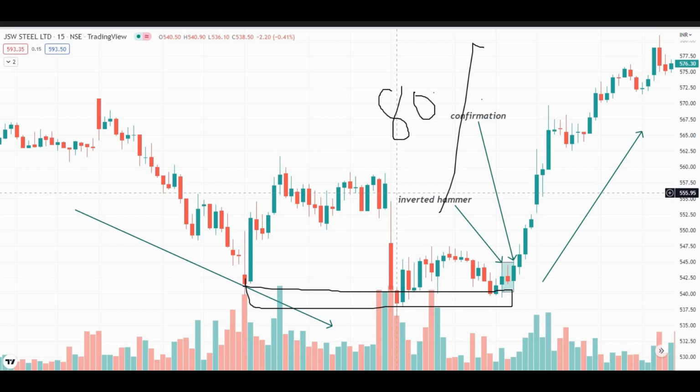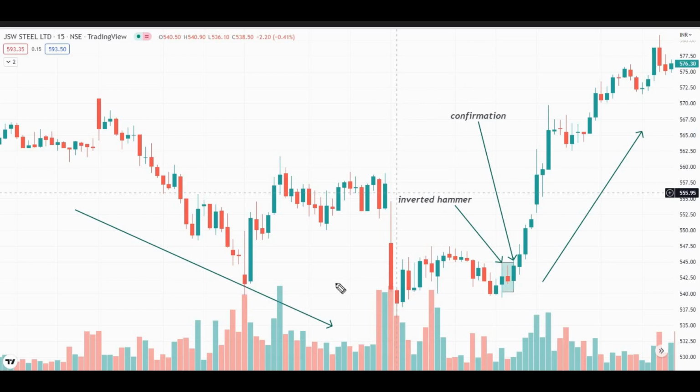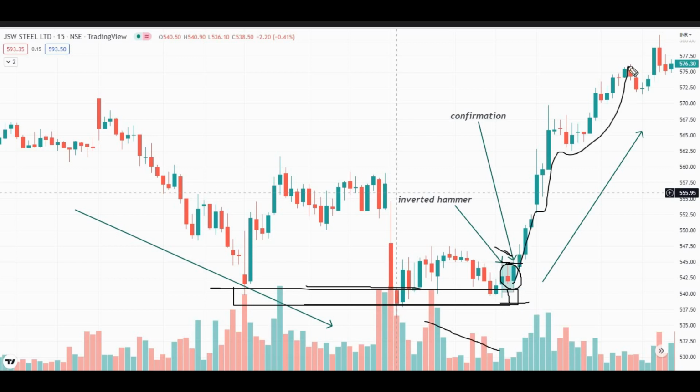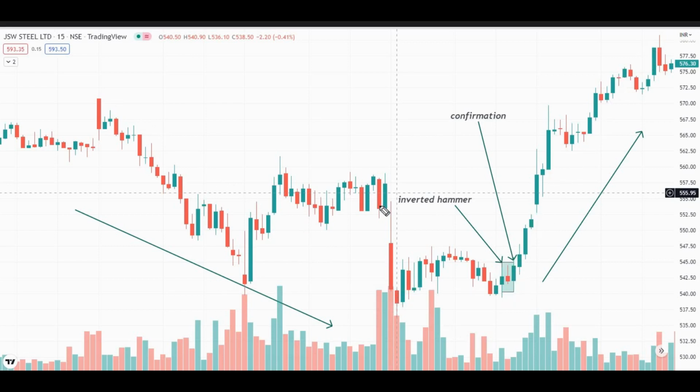So do remember that. And also here, see the market structure also supporting us with a double bottom chart pattern, lower volume. Then we saw an inverted hammer, then confirmation. Place your entry here with stop loss just below this swing low. Right, the uptrend. From down it is changed to up. And also here there is a trendline breakout also. Okay, so I hope you got this very important point.